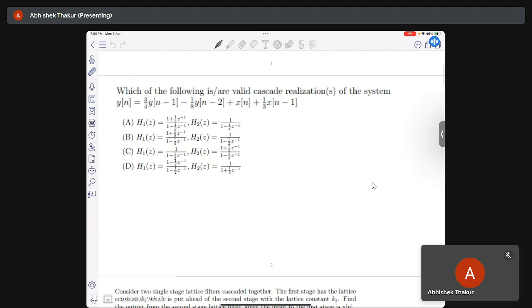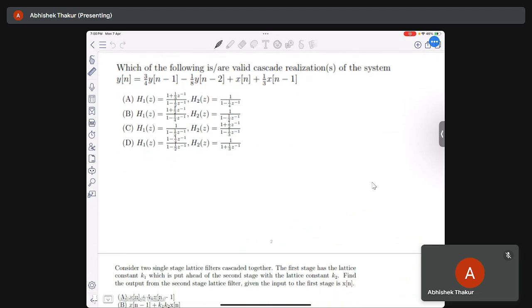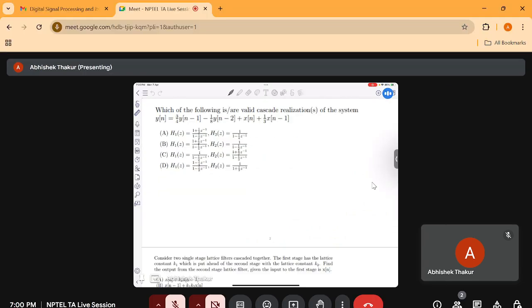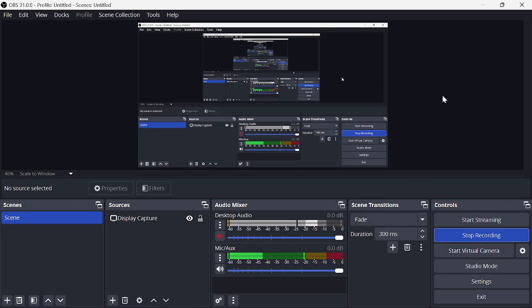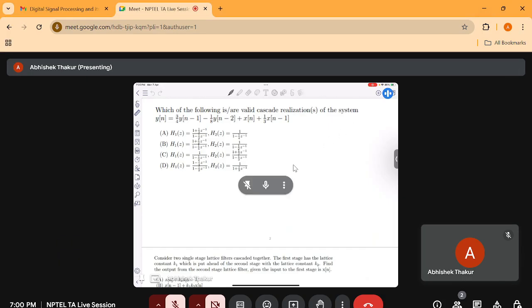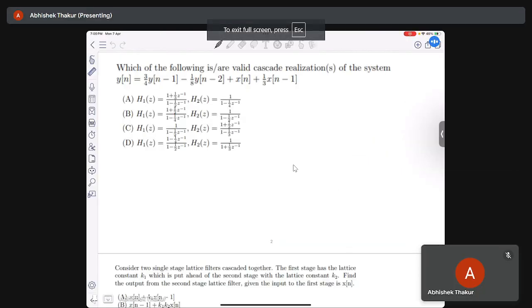The first question is: which of the following are cascade realizations of the system y[n] = 3/4 y[n-1]... Let me check whether this video is recorded or not. Yes, the video is recorded and will be uploaded on YouTube. And if you have any doubt, you can ask there also in future.